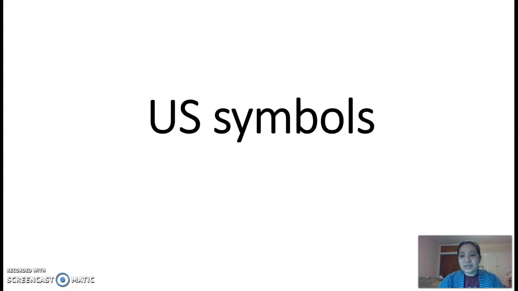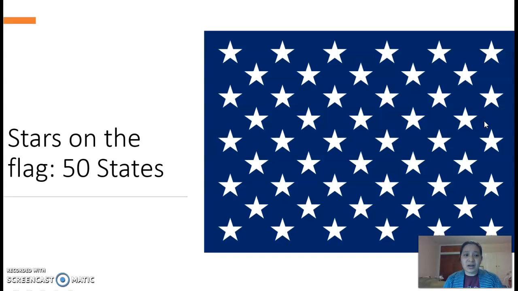Going to be working on the U.S. symbols, what identifies the United States. First, you're going to be working on looking at the stars on the flag. What does that star represent? Yes, you guessed it. It stands for the 50 states of the United States of America.